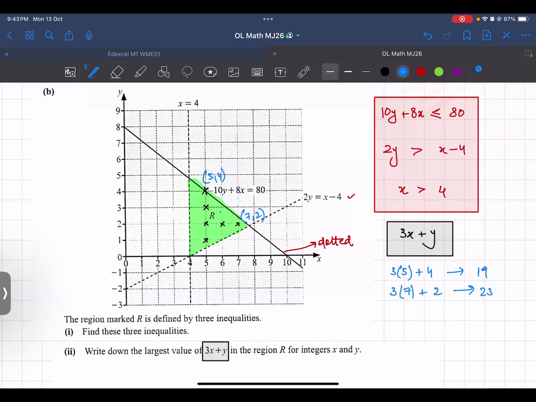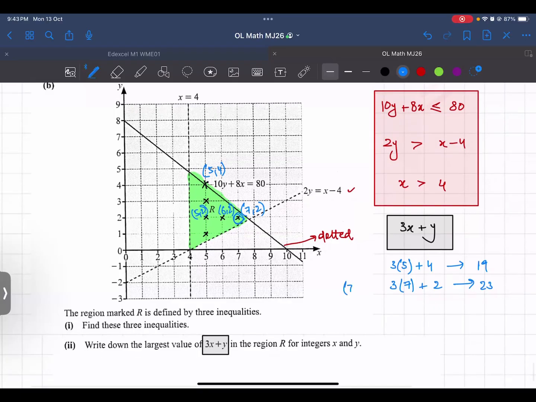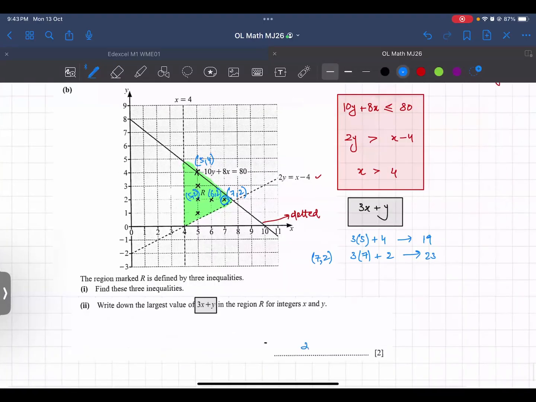If this is 6 comma 2, this would be smaller. This would be 5 comma 2, which is even smaller. So this one, 7 comma 2, is giving you the highest value of 3x plus y. So you will write 23.